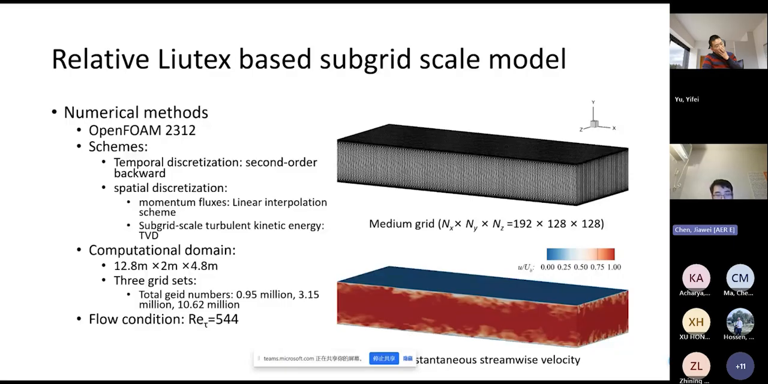12.8 meters by 2 meters by 4.8 meters, which simulates channel flow at a friction Reynolds number of 544. And we tested 3 grid resolutions with the total grid numbers ranging from about 1 million to 10.6 million cells. And these figures show the medium grid resolution and an instantaneous snapshot of the streamwise velocity field. It shows the turbulent structures we are resolving.